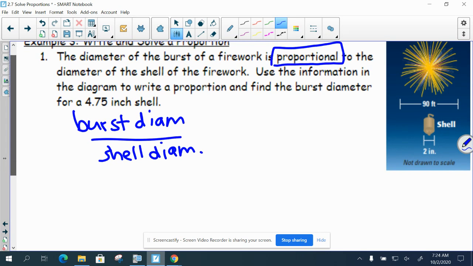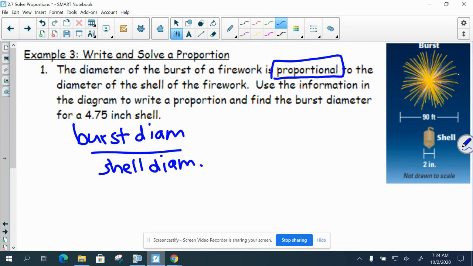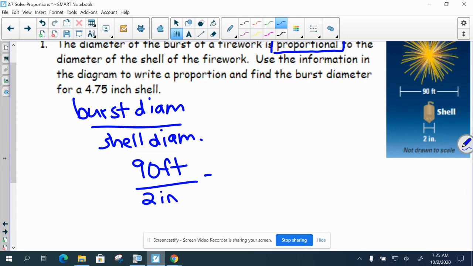Use the information in the diagram to write a proportion and find the burst diameter for a 4.75 inch shell. Okay, so let's write a proportion for this drawing. This is the information that we know. So the burst is 90 feet and the shell is 2 inches. Now, since these are different items, they don't have to be in the same unit. Okay, so equals, and we're trying to find the burst diameter, so x feet over 4.75 inch shell.